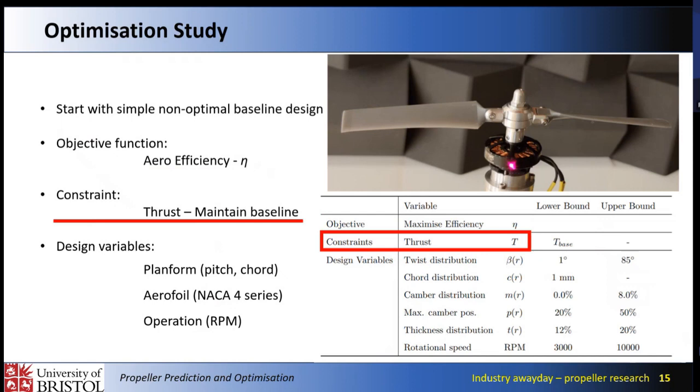The other thing that we can do in this is we can apply constraints. So we want to ensure that the thrust that the original propeller produced is maintained. It's no good having a very efficient propeller that's not producing thrust. So we apply that constraint there.